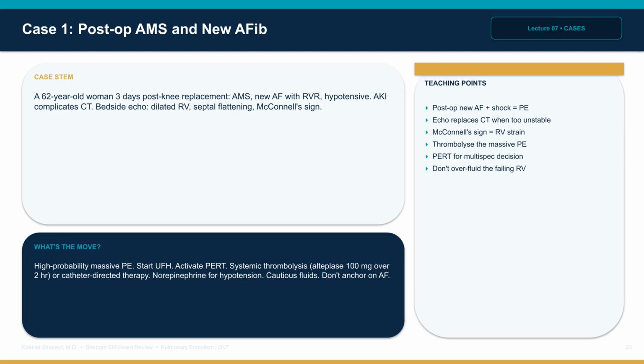Anticoagulate immediately with unfractionated heparin. Consider systemic thrombolysis or catheter-directed therapy. Activate PERT. Avoid aggressive fluid resuscitation. Norepinephrine for hypotension. The board trap is anchoring on atrial fibrillation as the primary diagnosis.